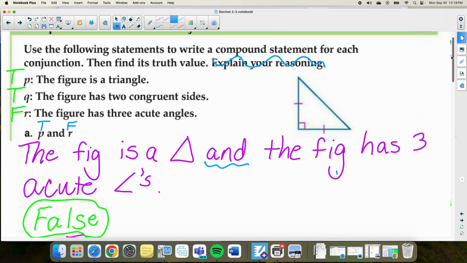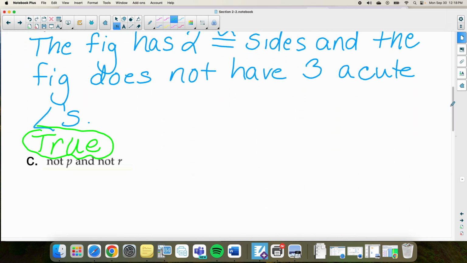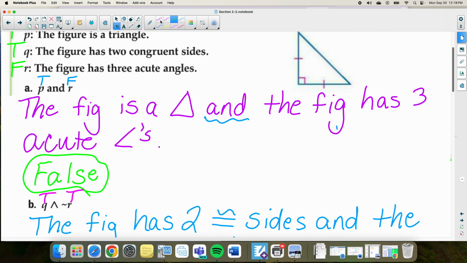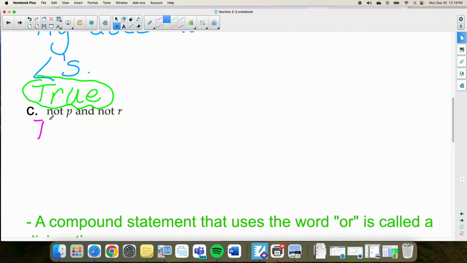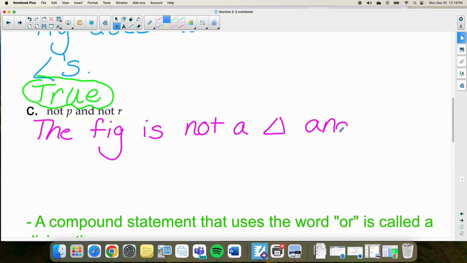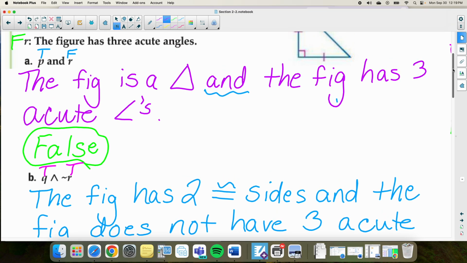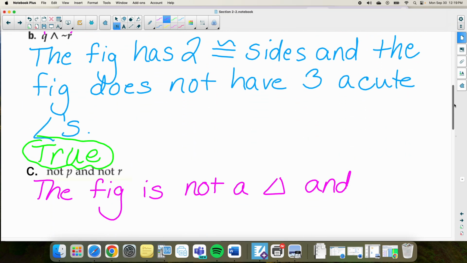Right. Now let's go back, and this time we're doing not P and not R. Okay, so I have to negate P. So what I'm going to say is the figure is not a triangle. And then I also have to negate R. So that would be the figure does not have 3 acute angles.